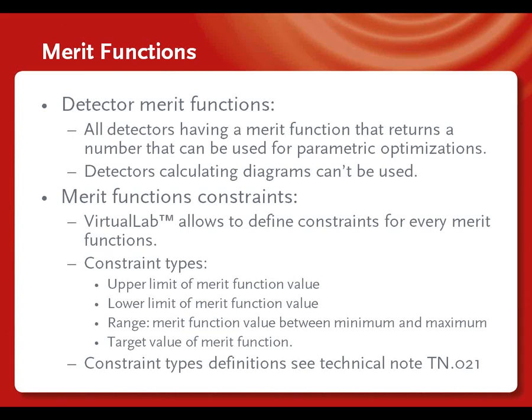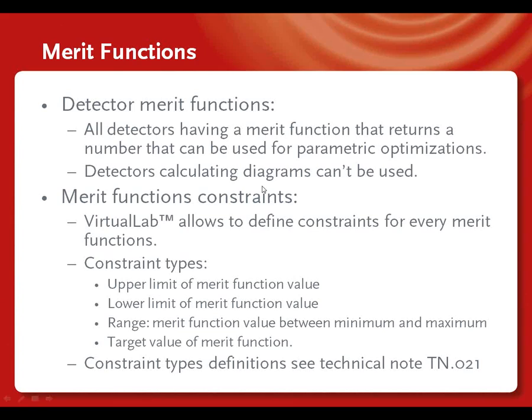During the parametric optimization, it is just possible to use detectors that calculate a number for a merit function, because to construct a common merit function, we need different numbers that are combined to one merit function. It is not helpful to have an output of a diagram, for example, or of a field distribution. So all detectors that do not return a number are ignored during the parametric optimization.